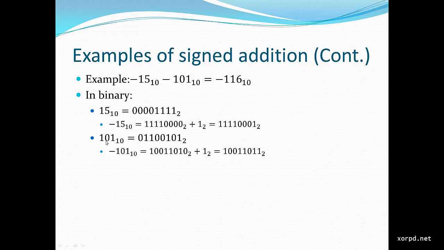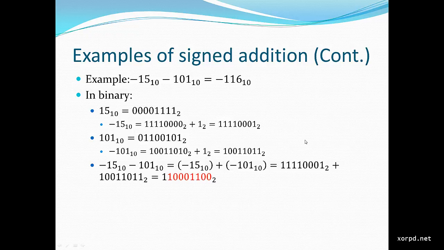We do the same with 101. Also for 101, we get the minus representation in the 2's complement. We did mostly the same thing. We just flipped the bits, add 1, and got this result. So now we have the representation both of minus 15 and minus 101. Both of them in the 2's complement of base 2. Now we can just add those two binary numbers, this number and this number, in the usual way. We just copy them here. You see, this is the first one and this is the second one. And we got this result.